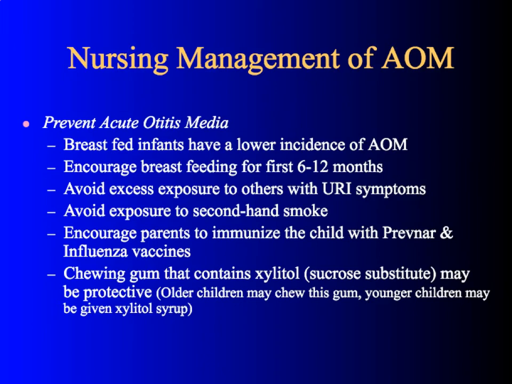We want to prevent acute otitis media. So we know that breastfed infants have a lower incidence of acute otitis media, so encouraging parents to breastfeed their babies for the first 6 to 12 months is beneficial. We want to avoid excess exposure to others with upper respiratory infection symptoms. Avoid exposure to secondhand smoke. Encourage the parents to immunize the child with Prevnar and influenza vaccines. And also, chewing gum that contains xylitol, which is a sucrose substitute, may actually be protective for older children. Older children may chew this gum. Younger children may be given xylitol syrup.